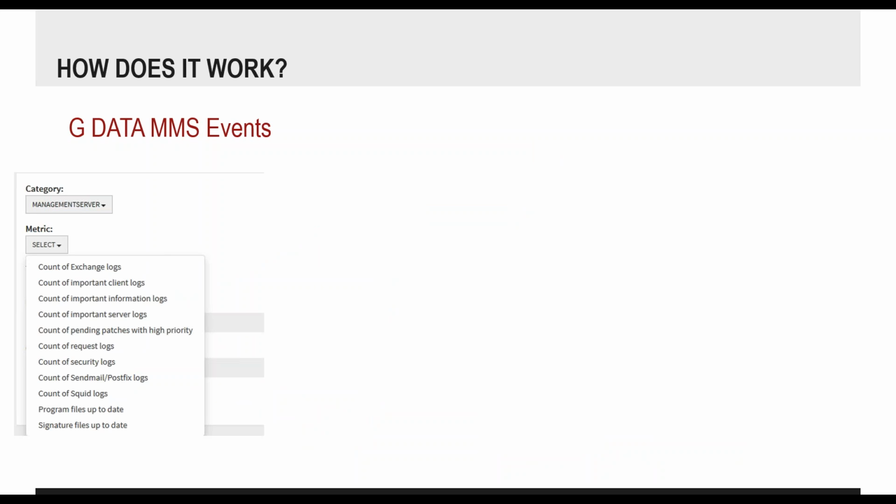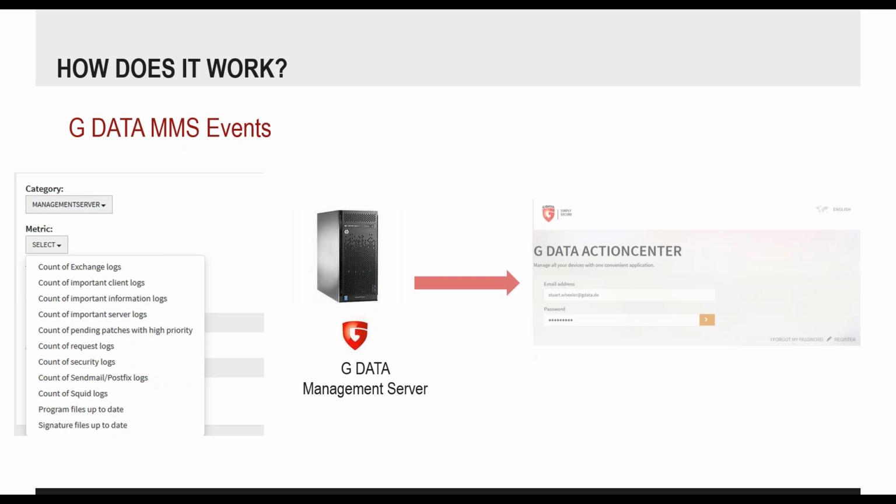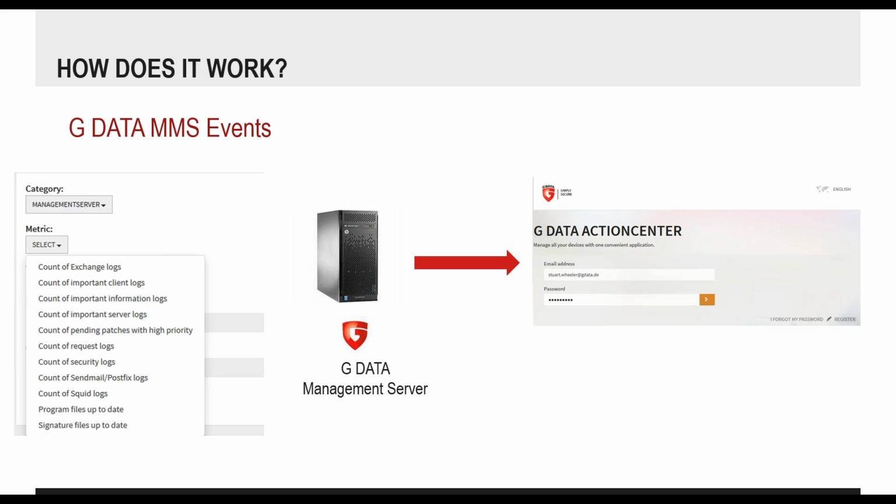And the last source is from the GData management server itself. You can see on the left there's a list of events that we can monitor. For example, we can count the number of Exchange logs that are coming in, and we can set a threshold, for example, if so many logs come in over a certain period of time, then a warning will be received. And as with the other two, the GData management server will again pass this information on to the Action Center.